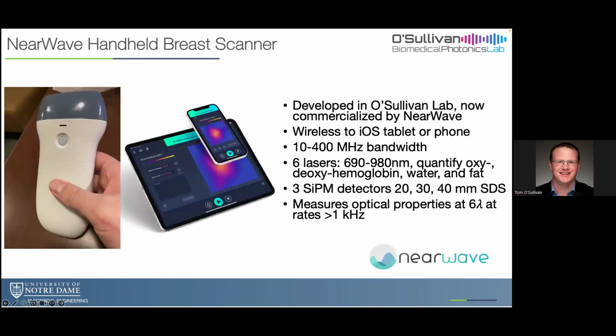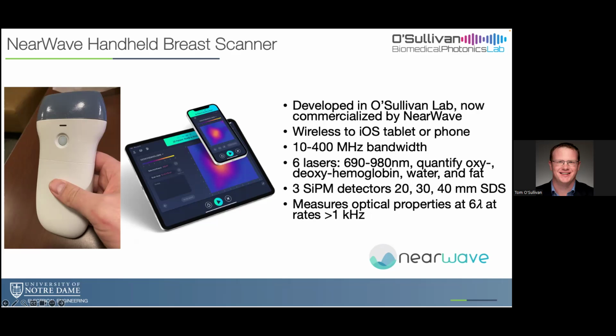So here's what we've done: we're trying to make this frequency domain instrumentation more accessible, easier to access, more portable. And this is what the company I co-founded was working on. There's multi-frequency frequency domain optical spectroscopy, with 6 lasers in it. There's 3 detectors, so there's 3 source-detector separations. And it does all this at kilohertz rates.